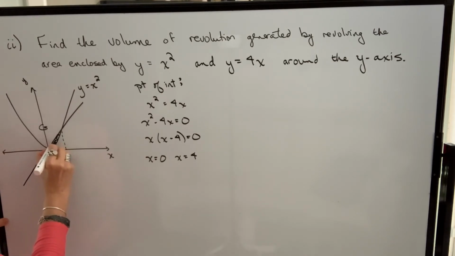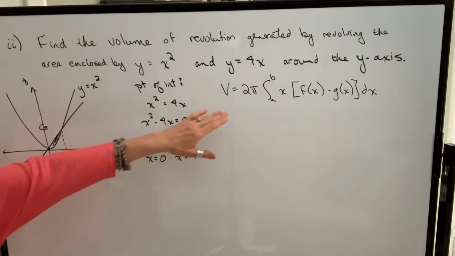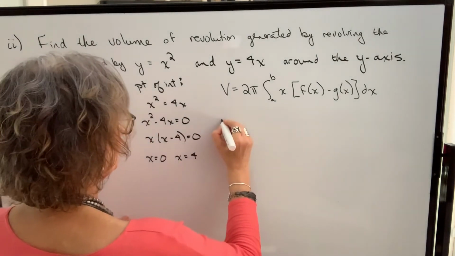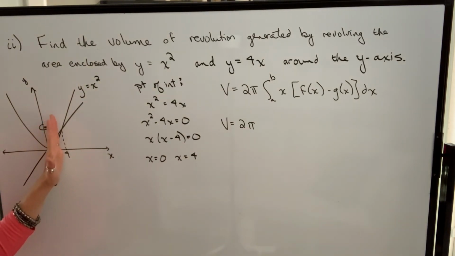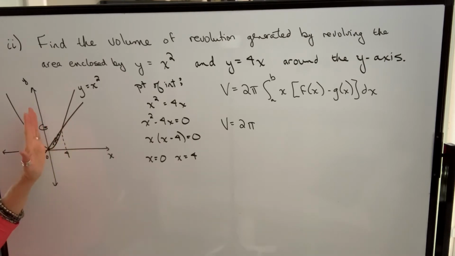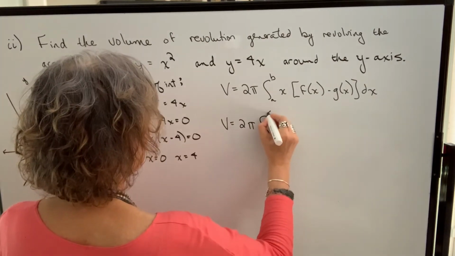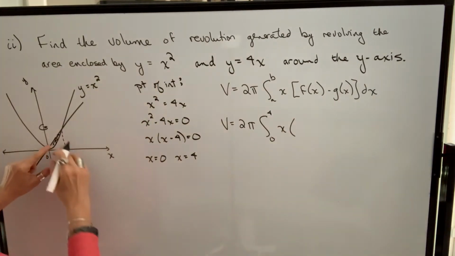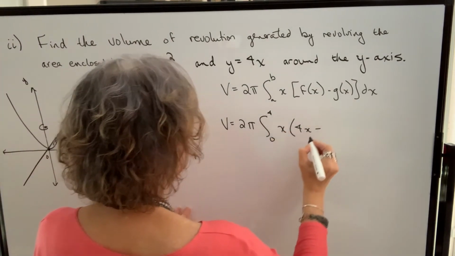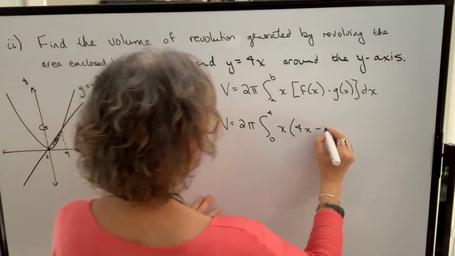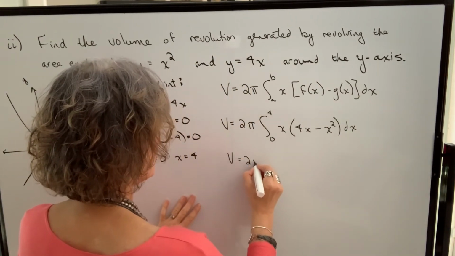We're going to work with a vertical rectangle and rotate that around the y-axis. So let's plug into our formula for the shell. And I know I'm using the shell method because my representative rectangle, which is a vertical one, which means I'm doing everything in terms of x, is parallel to the axis of rotation. 0 and 4, x times f of x, the top curve, is 4x, minus the bottom curve, x squared, dx. So again, we need to simplify before we can integrate.